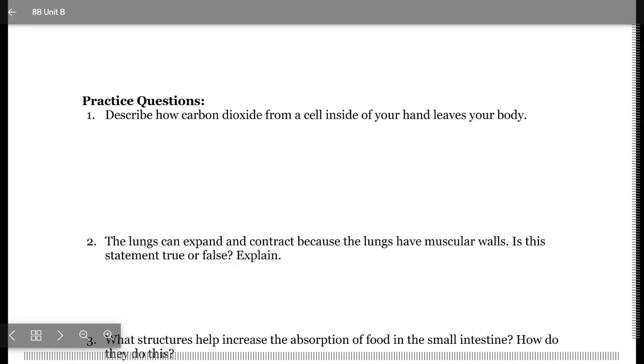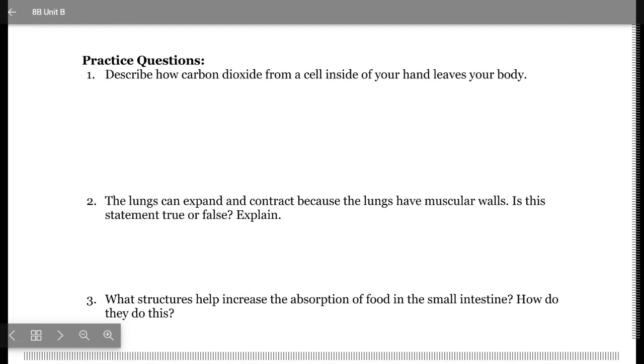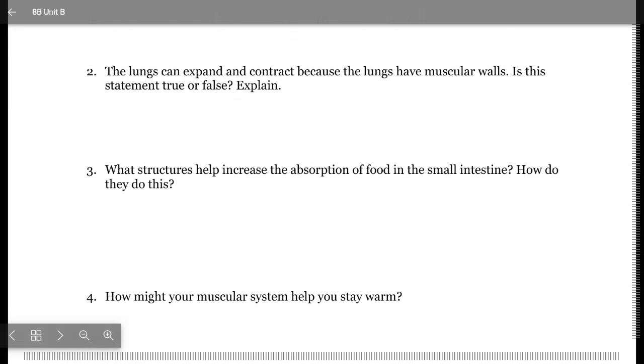The lungs can expand and contract because the lungs have muscular walls. Is this statement true or false? False. The lungs can expand and contract because the diaphragm under the lungs moves down or up to allow air in or remove air.